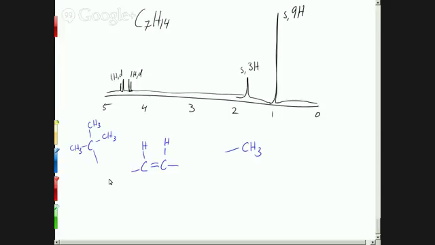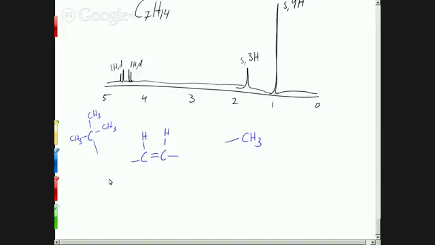Wait, so the CH connected to the methyl group? Yeah, right. So we put all this stuff together and we end up with this, and then connecting to the double bond. And then that's CH3. So I may have looked at this wrong. I can't really tell. But if that's the case, this maybe is supposed to be a doublet because it should be split by that one as well. But anyway, that's the only choice we have. That's the only way to connect those pieces together.